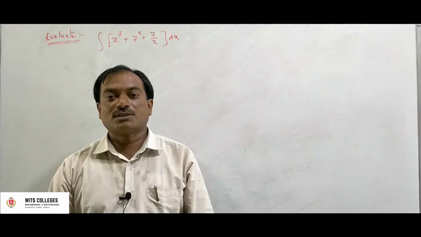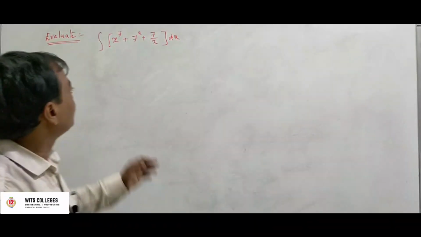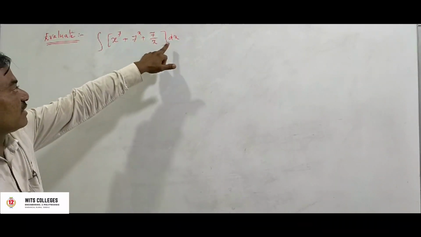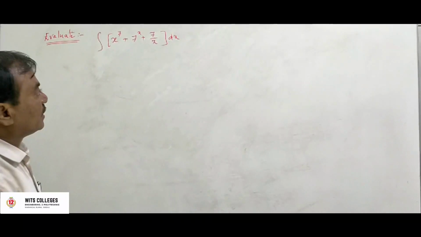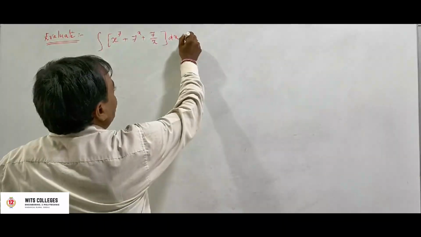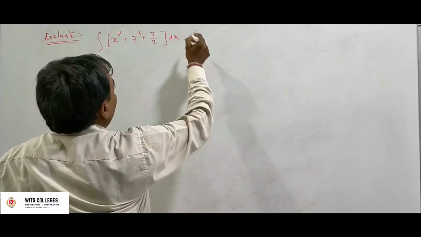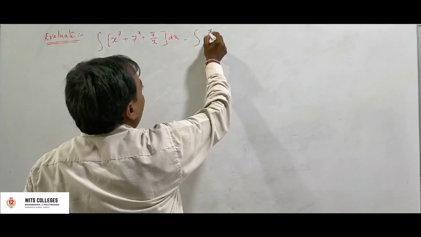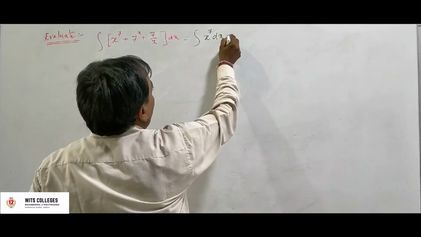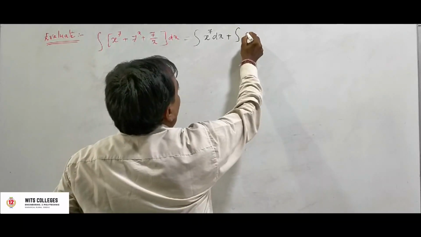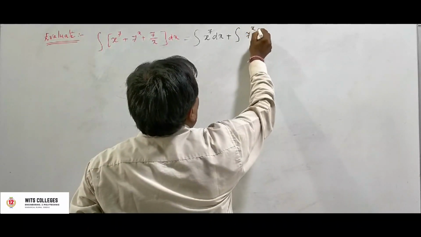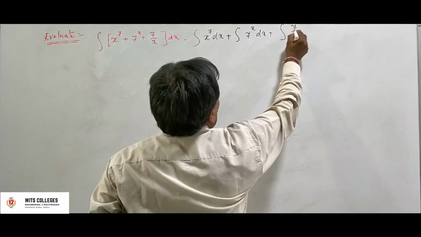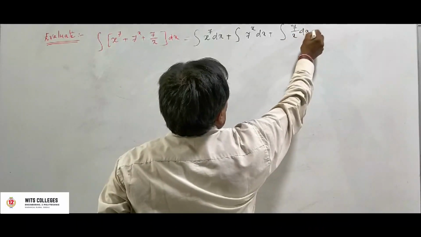This is the next example. Now evaluate integral x to the power of 7 plus 7 to the power of x plus 7 by x dx. Now it can be written as integral x to the power of 7 dx plus integral 7 to the power of x dx plus integral 7 by x dx.